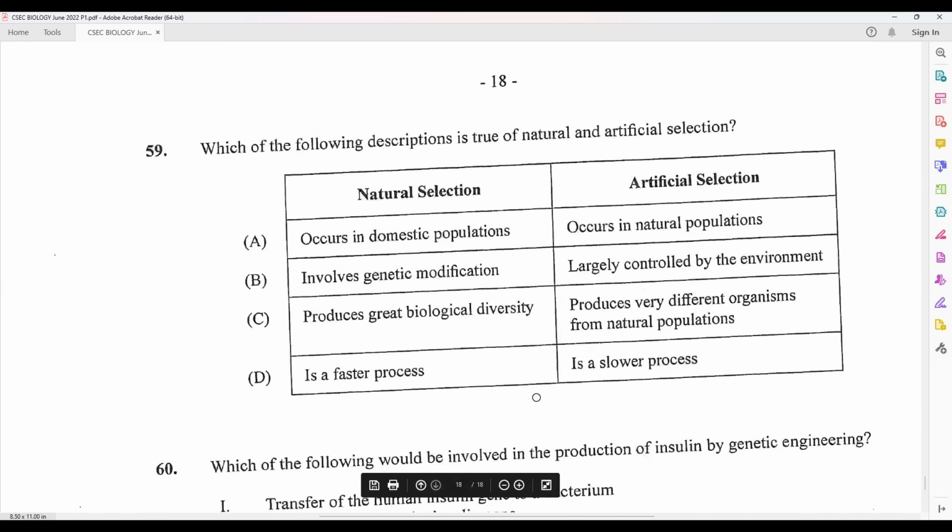59. Which of the following descriptions is true of natural and artificial selection? And after reading all of them, occurs in a domestic population? No, natural selection occurs in nature, not domestic. Involves genetic modification, produces great biological diversity. Yes, it does. Is it a faster process? No, it is not. It's a slow process. So 59 is already lined up to be C.